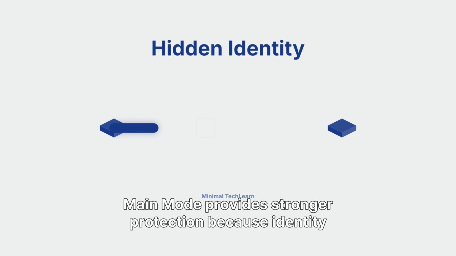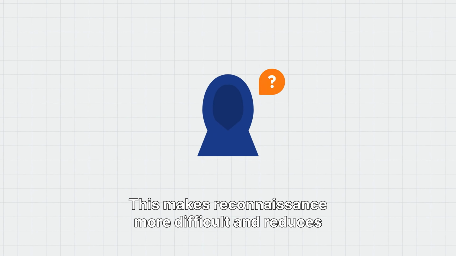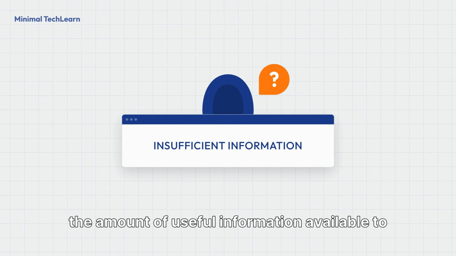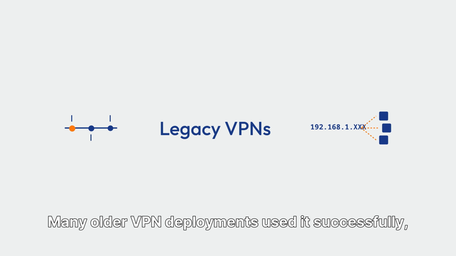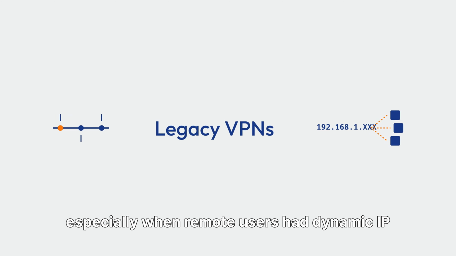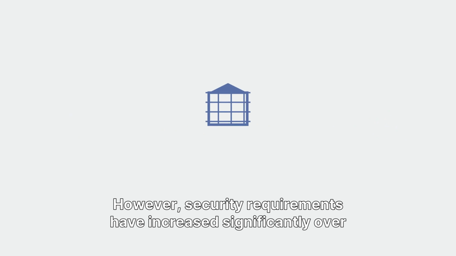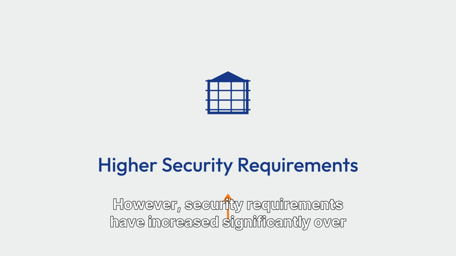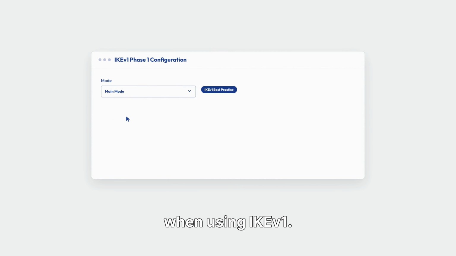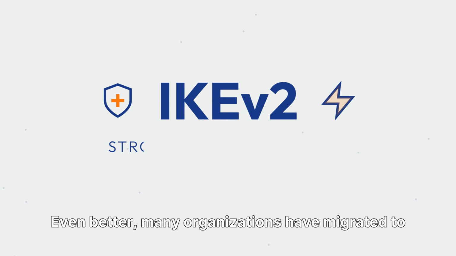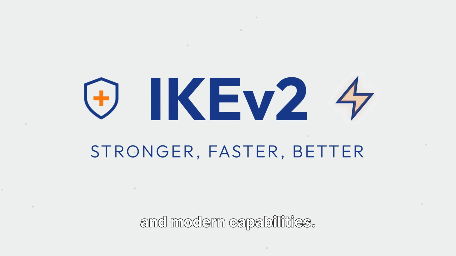Main mode provides stronger protection because identity information remains hidden until encryption is established. This makes reconnaissance more difficult and reduces the amount of useful information available to attackers. This does not mean aggressive mode is completely unsafe. Many older VPN deployments used it successfully, especially when remote users had dynamic IP addresses and needed a faster connection process. However, security requirements have increased significantly over time. Today, network administrators generally prefer main mode when using IKEv1. Even better, many organizations have migrated to IKEv2, which provides stronger security, improved efficiency, and modern capabilities.